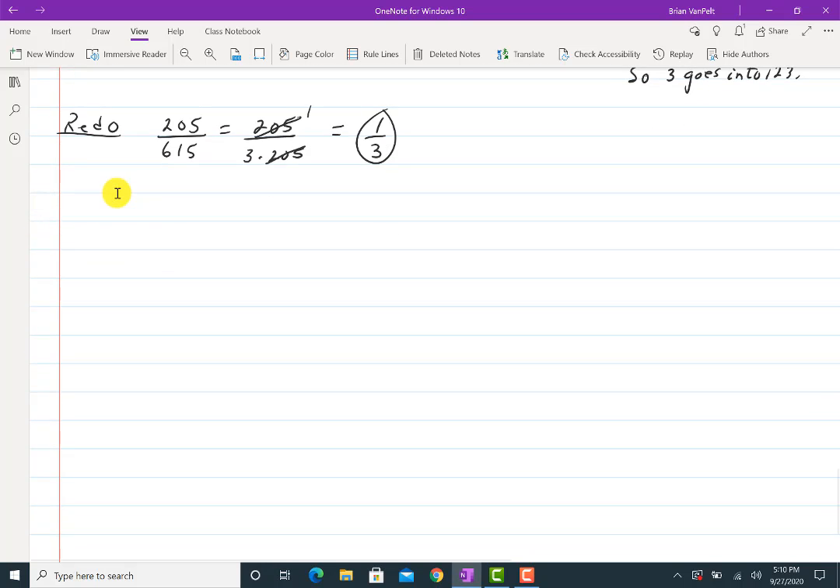Let me do another example. Let me write 144 over 280 in lowest terms. This time, just to illustrate what I'm doing, I'm going to use factor trees for this. So I'm going to start with 144.